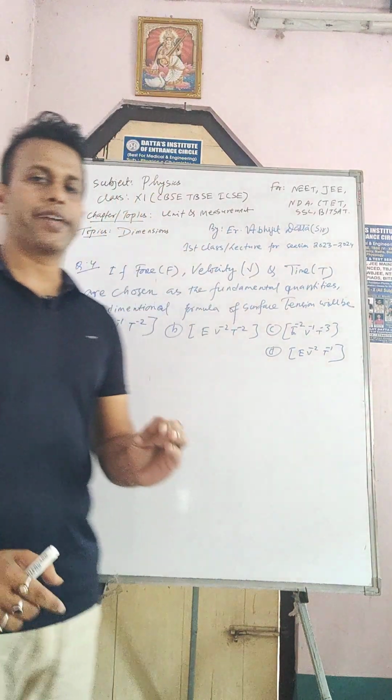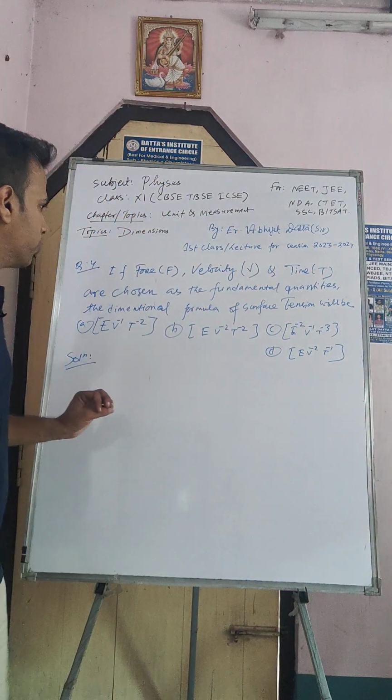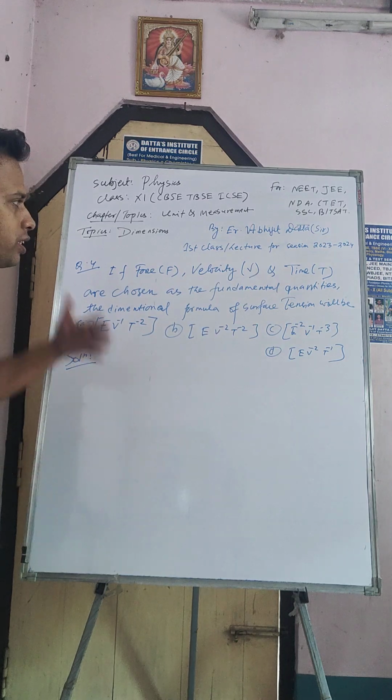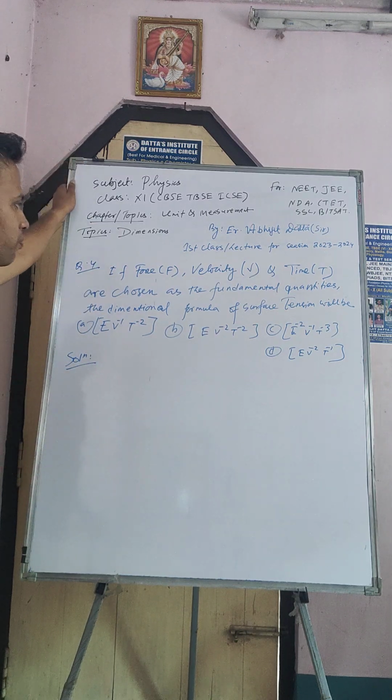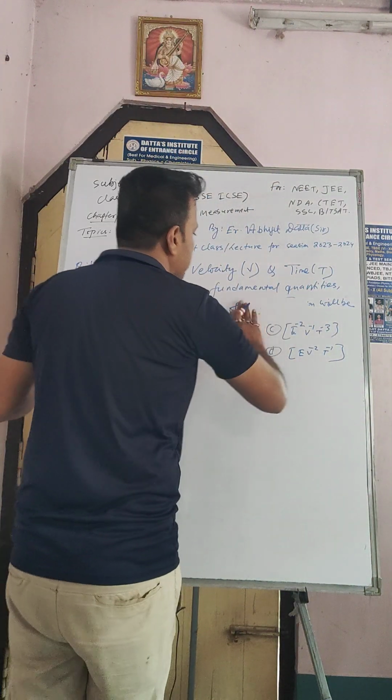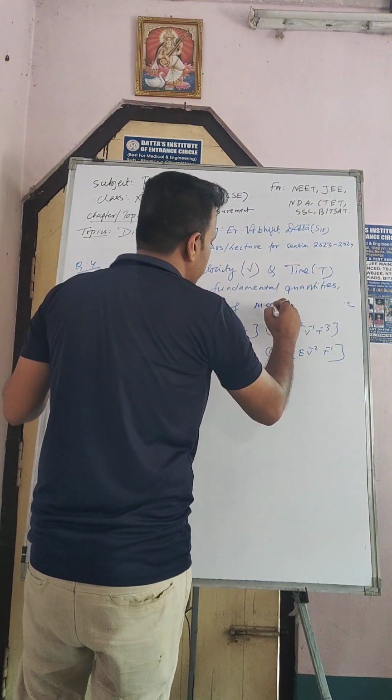So students, our next question is question number 4. It is another topic and another part of the same dimensions chapter, but it is different. If force F, velocity v and time t are chosen as fundamental quantities, find the dimensional formula of surface tension, or the dimensional formula of mass.